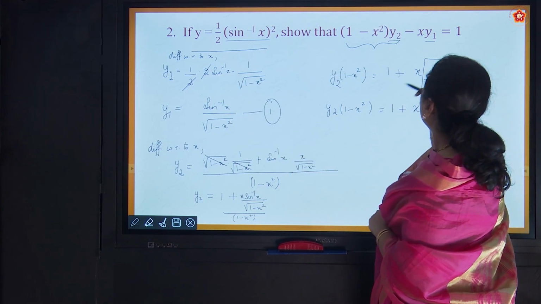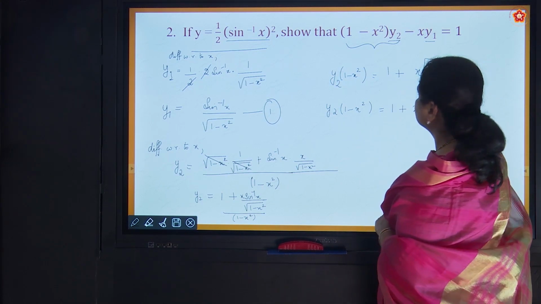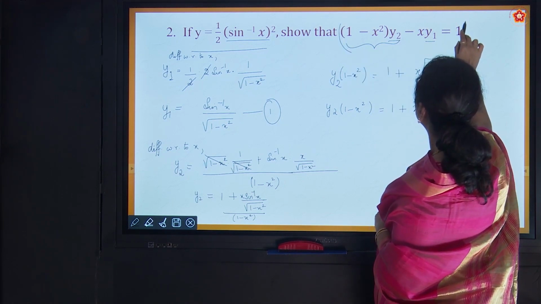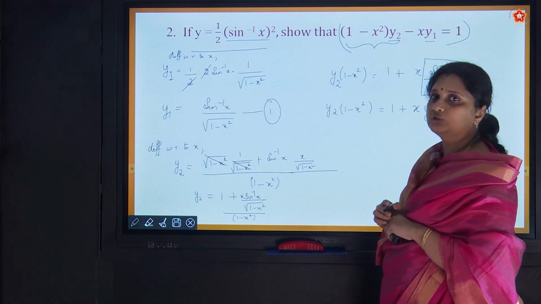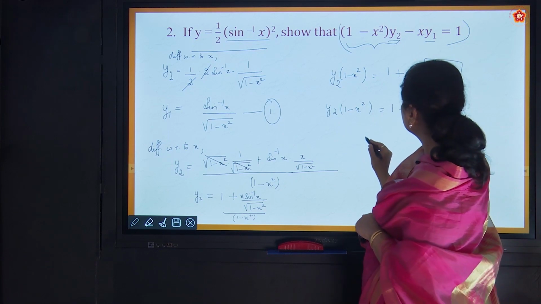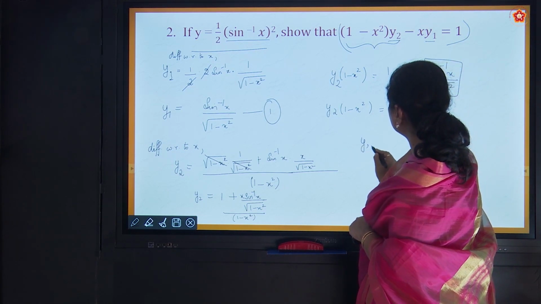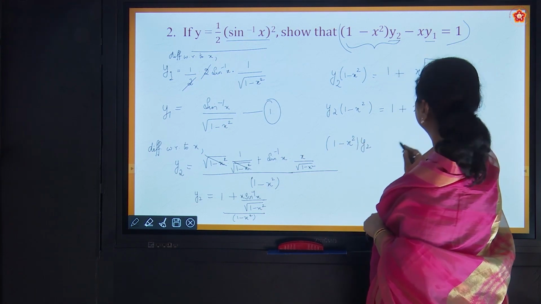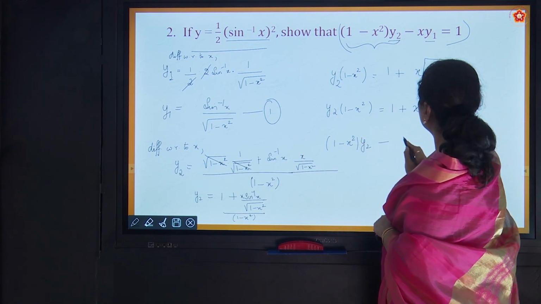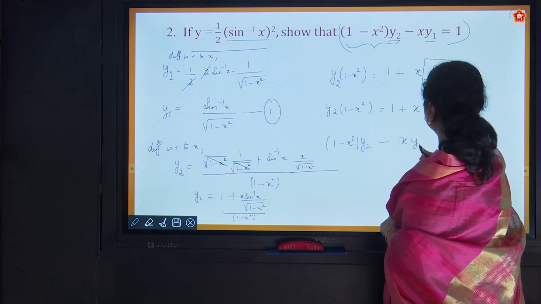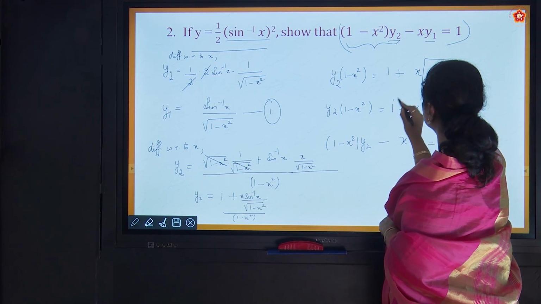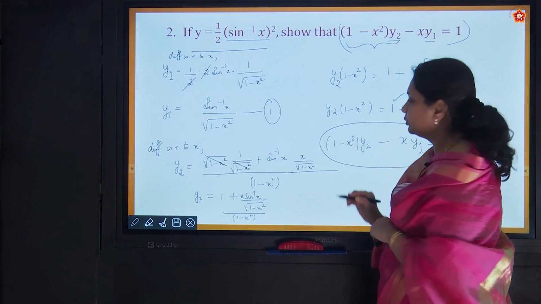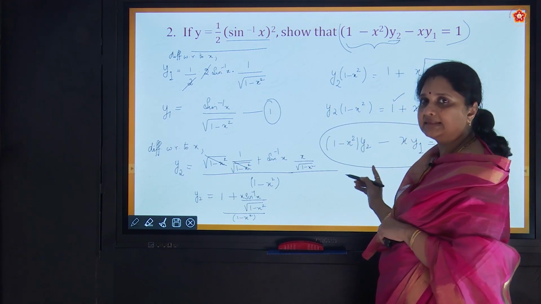Now, should I stop here? No. The question is, show that this minus this is equal to 1. So I bring this to this side. So I have y2, and I put the algebraic coefficient first, minus, when I take it to the other side, it goes as minus xy1, is equal to this 1 remains here itself. This is what we are supposed to prove and we have proved it, hence proved.